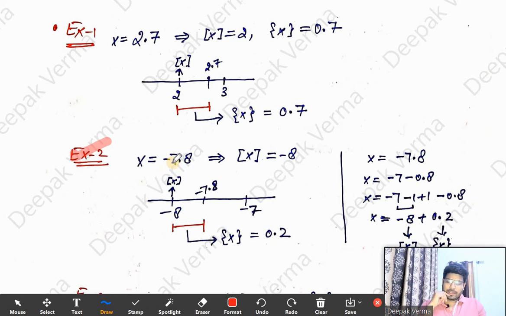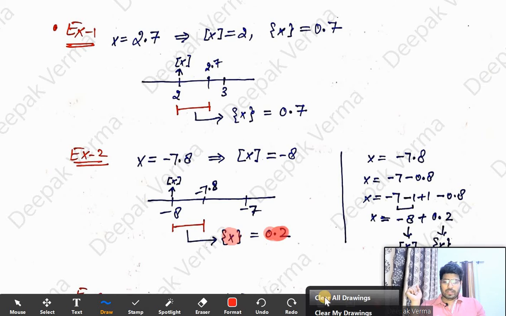Let us take the second example. If x equals minus 7.8, then the value of floor of minus 7.8 will be of course minus 8, because minus 7.8 is a value between minus 8 and minus 7, and we start moving towards left. The very first integer that we get is minus 8. So floor of x is minus 8. Got it? Now the distance between x and floor of x, what is this distance? This distance is 0.2. So we get 0.2 here. I hope it is clear.